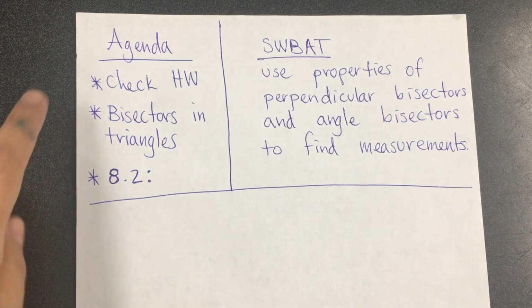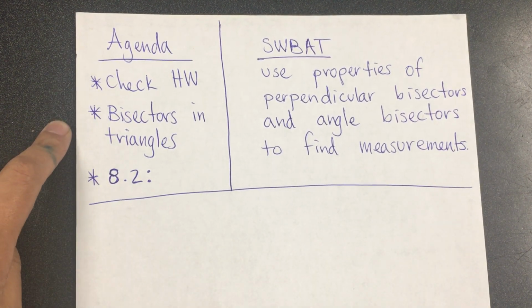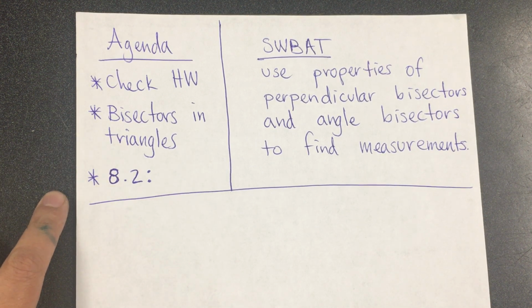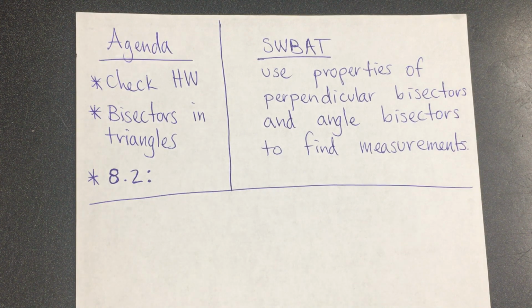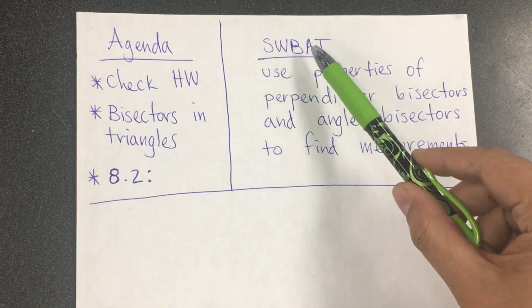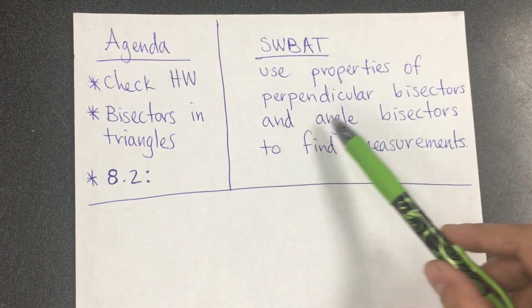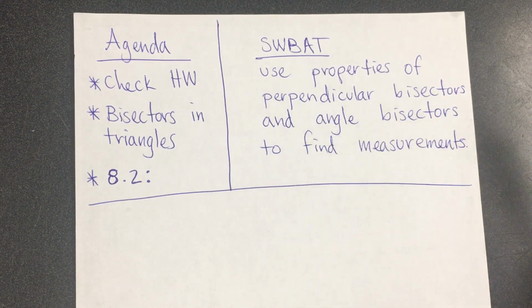Hello students, today's agenda is to check homework. We'll be learning about bisectors in triangles and you will be able to work on 8.2. Today students will be able to use properties of perpendicular bisectors and angle bisectors to find measurements.